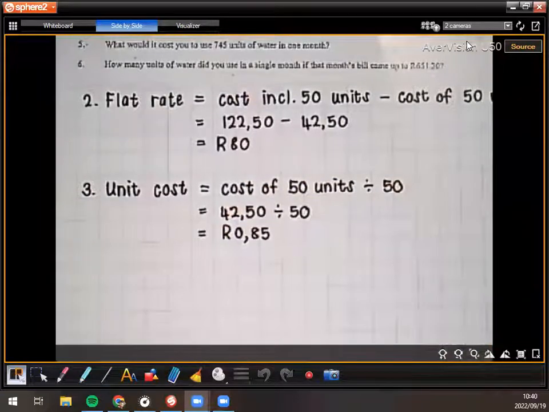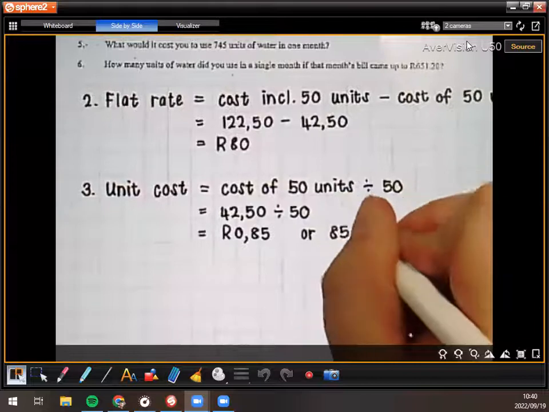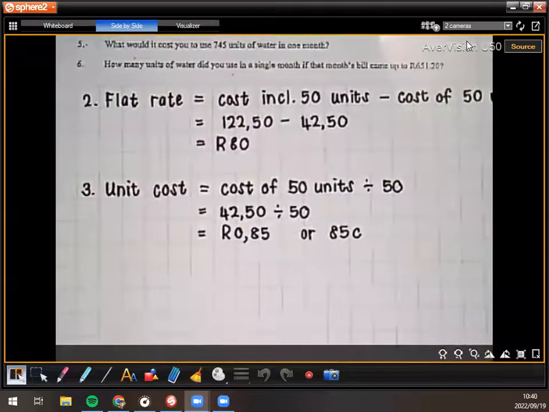Okay, you can write it like that. Or you can write 85, but then you have to put cents next to it. You can't just say 85, because it's going to look like it's 85 Rand.